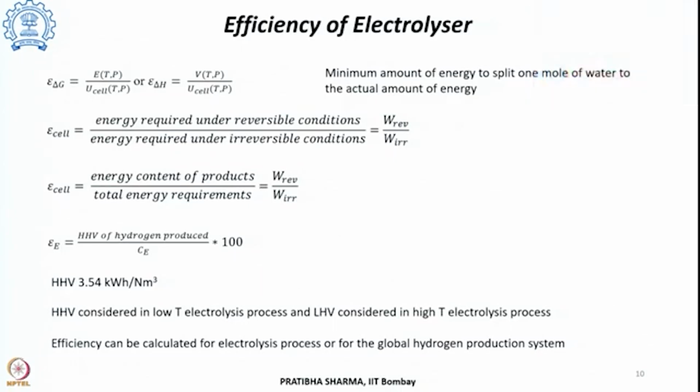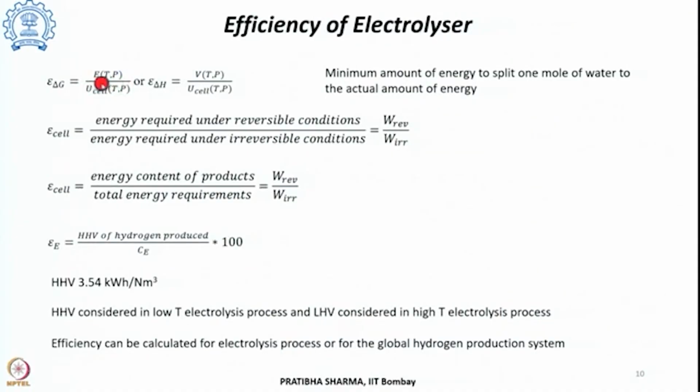Another important parameter in an electrolyzer is the efficiency of the electrolyzer. Now if it is an energy efficiency, then it is the minimum amount of energy which is required to split 1 mole of water to the actual total amount of energy required. So if it is in terms of Gibbs free energy, then the reversible cell voltage upon the actual cell voltage, or it could be in terms of the enthalpy, energy efficiency in terms of enthalpy. So this is the thermoneutral voltage divided by the cell voltage. So this is the thermodynamic voltage divided by the actual amount of energy required or the actual cell voltage.